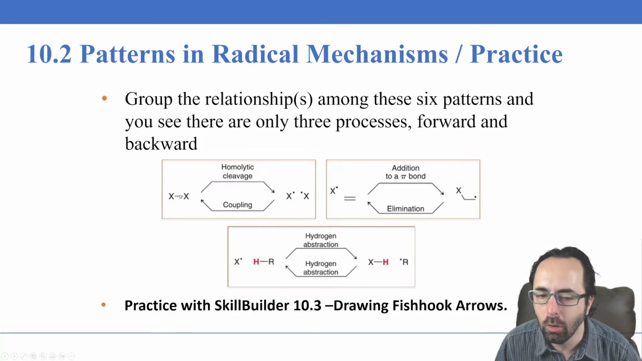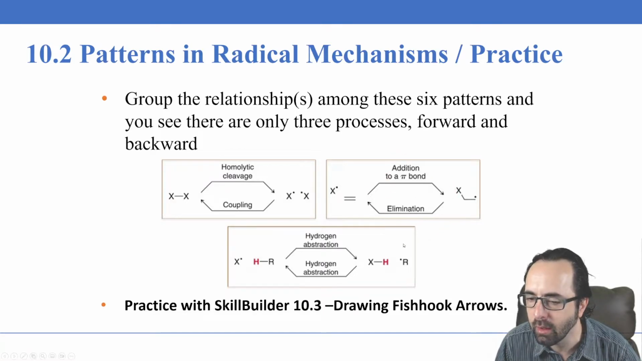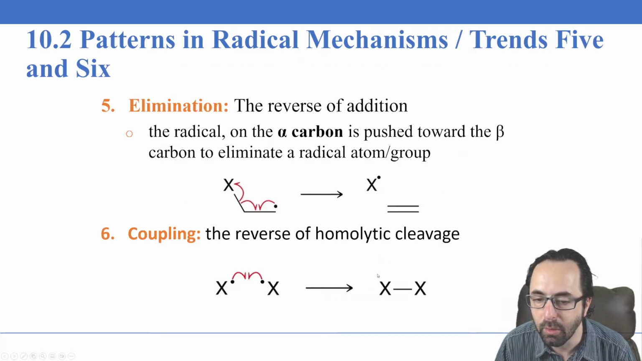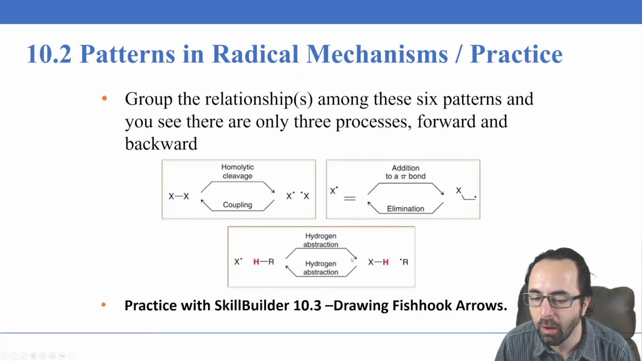So first of all, homolytic cleavage is the breaking of a bond where two atoms get a single electron, whereas coupling is the exact opposite. The two atoms with the single electron, the two radicals, then use each of their electrons to share them and make a bond. Addition and elimination are opposites of one another. And then finally, hydrogen abstraction. Again, these are both called hydrogen abstraction here, in this case hydrogen abstraction by the halogen atom versus hydrogen abstraction by the carbon atom. And so those are the six processes arranged here.